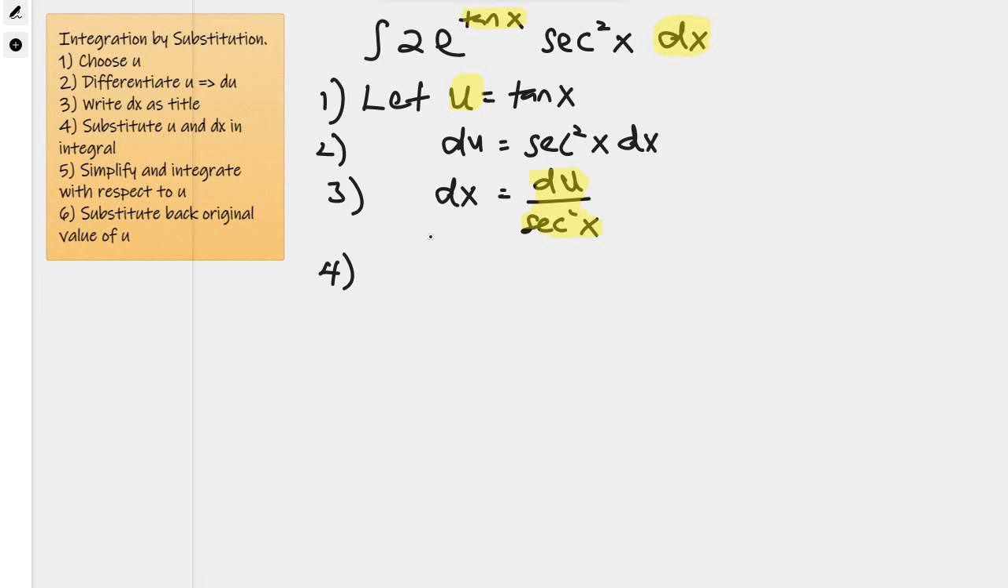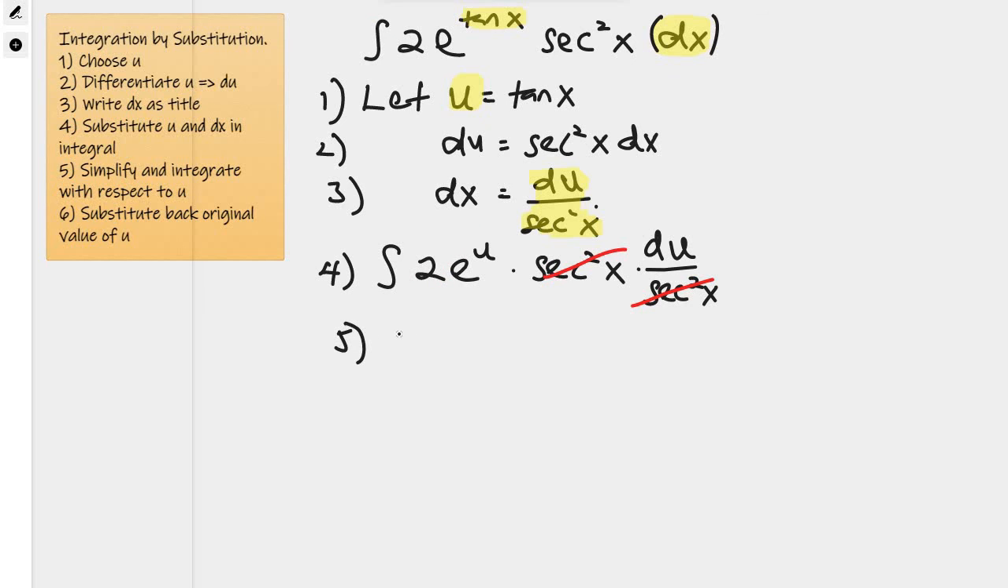So you will have to integrate e to the power of u secant squared x times, again, this one substitute with this value. So you will have du over secant squared x. Next step, simplify. You can see you have same value here. I can cancel this value. So I will get 1. So 1 times 2, I just get 2 here.